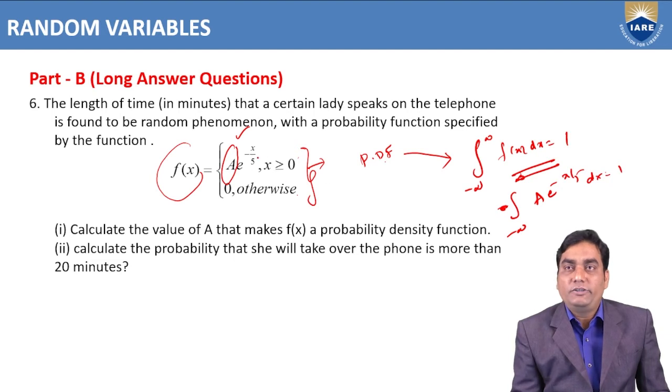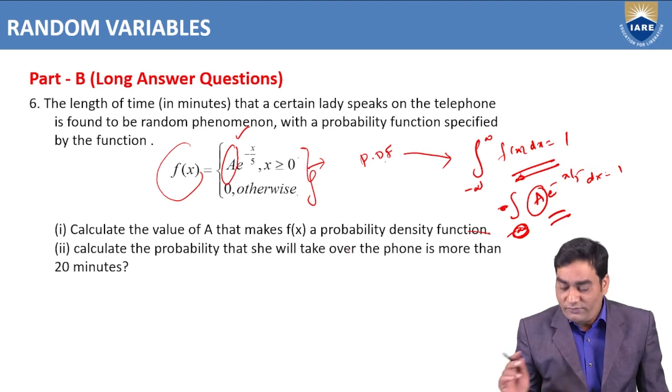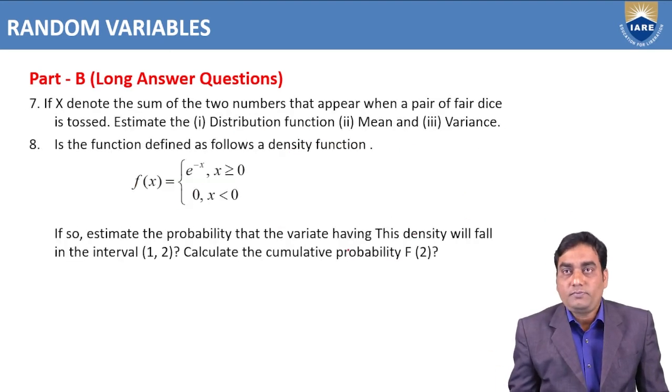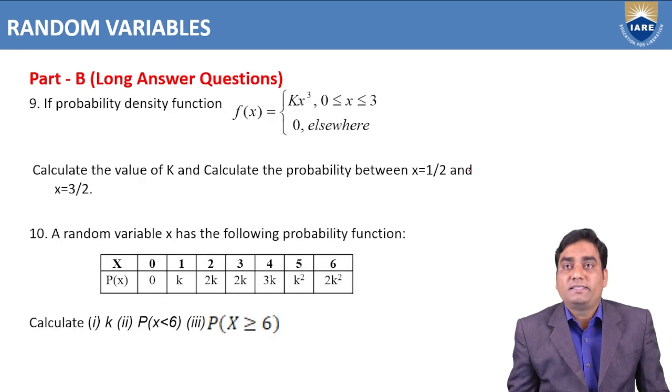But minus infinity to infinity is not defined. Only 0 to infinity is defined. You can take 0 to infinity. A is a constant, you can take it outside. You can simplify it and we will get A. After getting A, we can find out all the remaining quantities also. Like that, 7th problem, 8th problem, everything will be the same.